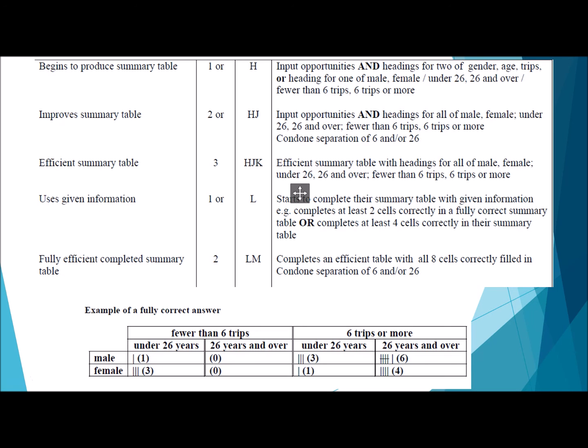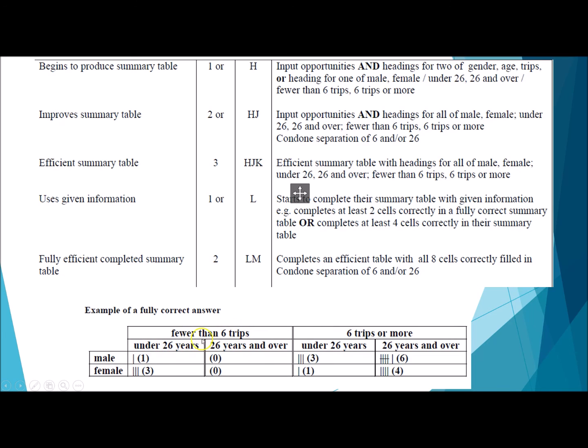Okay, so this is what it could look like, this part at the bottom here. So they split it into fewer than 6 trips and 6 trips or more. And you can see the style is to then have subheadings underneath. You don't have to do that. You can actually have this heading that said fewer than 6 trips and under 26. And this heading fewer than 6 trips and 26 years and over. So you can actually have 4 headings, but combining the different ideas. So that's absolutely fine.